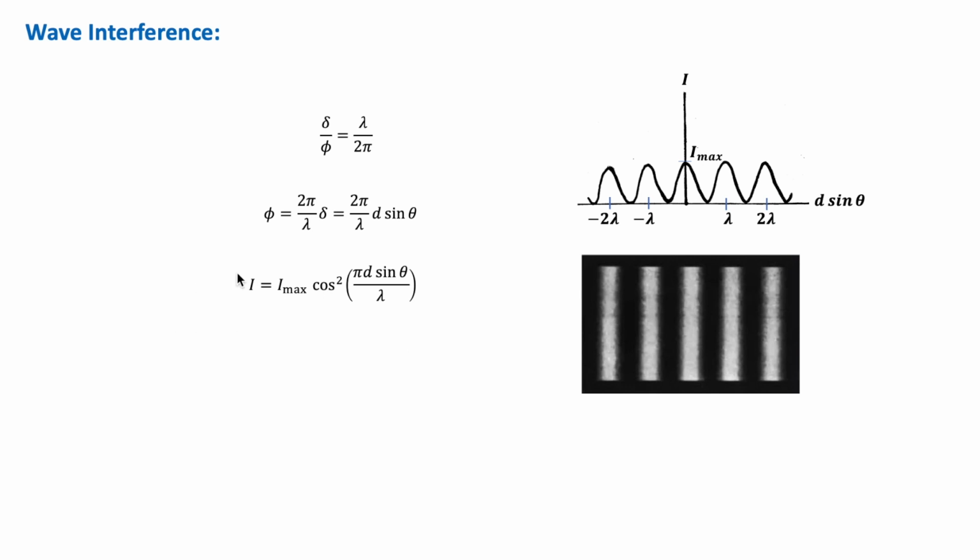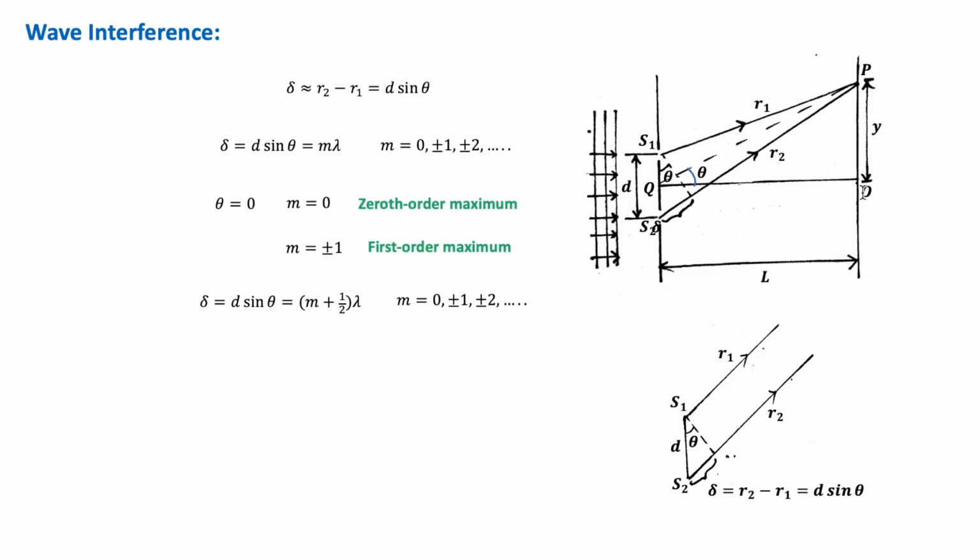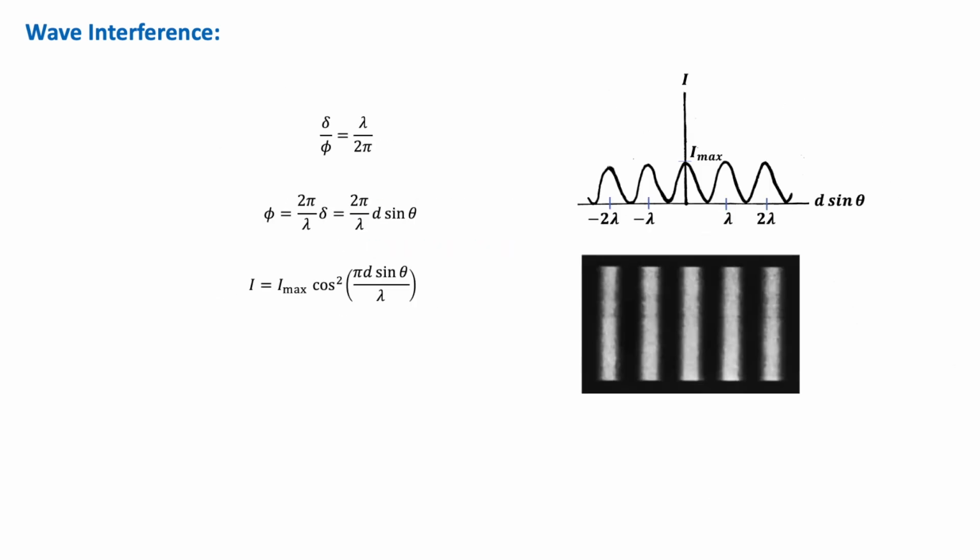The following equation here gives the time averaged light intensity at an angle theta. We will not show the derivation here, but it can be found from an analysis of the electric fields arriving at the screen from the two slits. I max here is the intensity at the point O here. The figure here shows a plot of the intensity versus D sine theta for the case of L much greater than D.